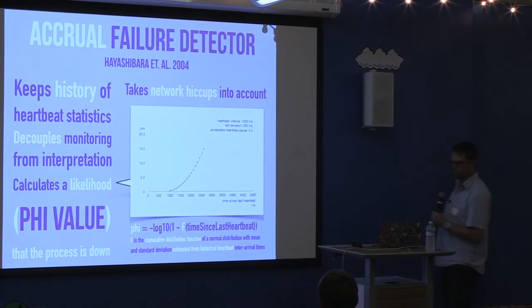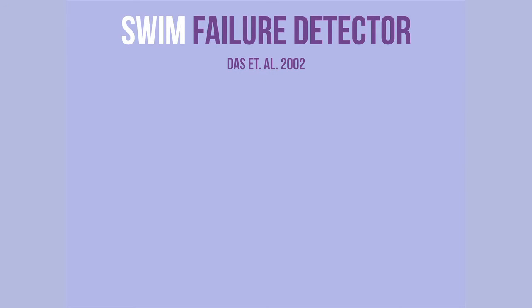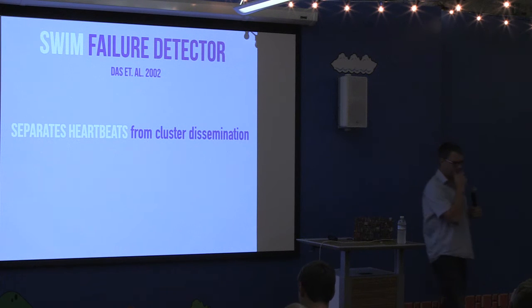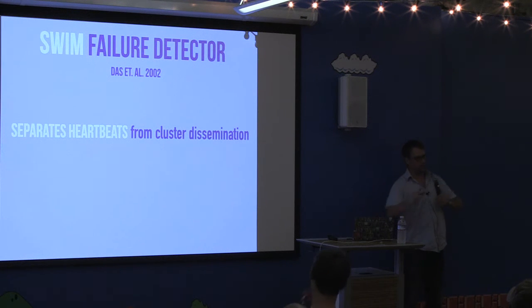It's your future. Another very interesting one is the SWIM failure detector, which also has some pretty nice properties. It was one of the first ones that actually separated heartbeats from cluster dissemination. A lot of the early failure detectors merged the gossiping of state with the heartbeat. That sounds like a good idea perhaps, because if you're sending out state to other processes every second or whatever, why not count that as a heartbeat?